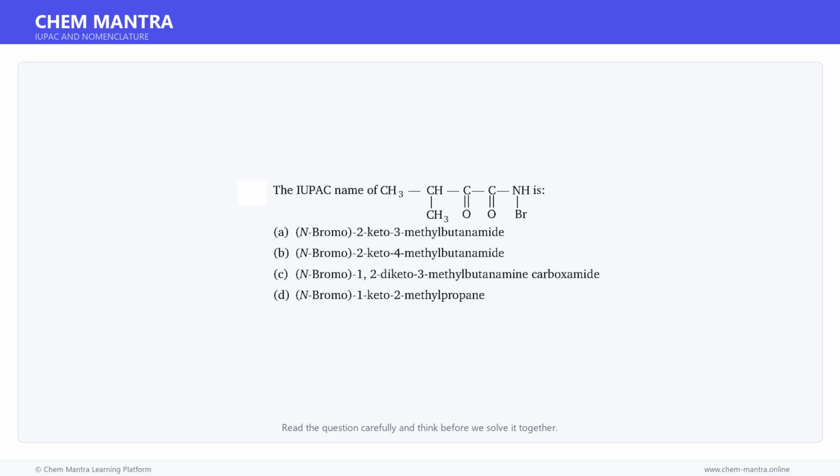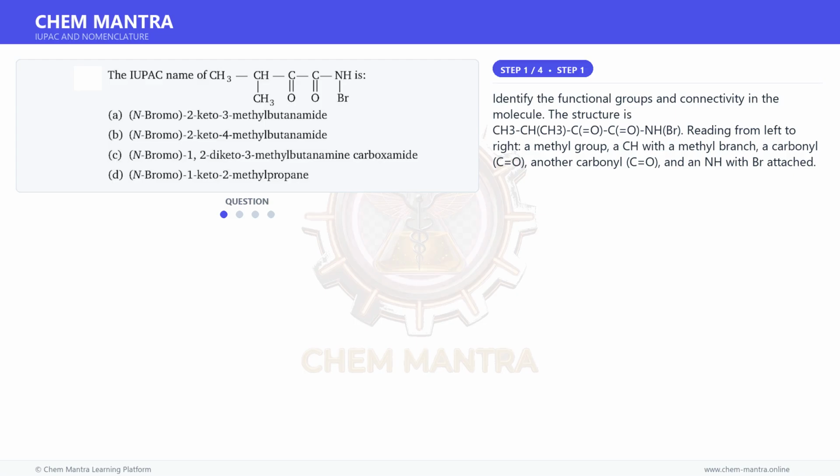Here is a question. Read it carefully and think about the answer. Let us solve it step by step. Let us begin solving this step by step. Identify the functional groups and connectivity in the molecule.